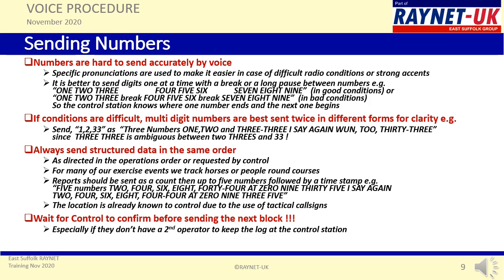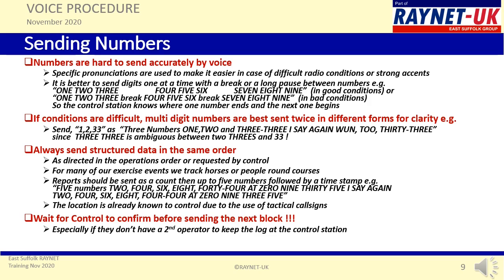If conditions are difficult, multi-digit numbers are best sent twice in different forms for clarity. So we might say three numbers, 1, 2, and 3, 3. I say again, 1, 2, 33, since 3, 3 is ambiguous between two 3's and the number 33.